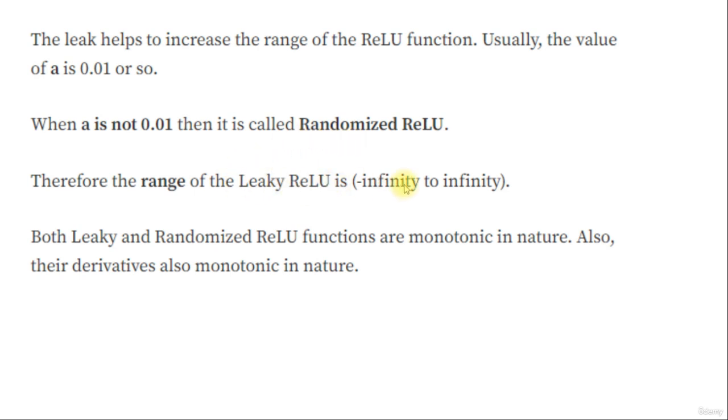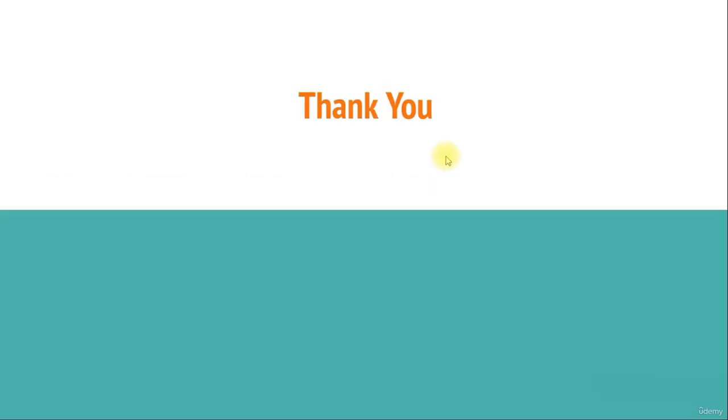Therefore the range of leaky ReLU is -infinity to +infinity. Both leaky and randomized ReLU functions are monotonic in nature. Also their derivatives are monotonic in nature. So these were some of the different activation functions that we are going to use. Now the ReLU function is mostly used in the hidden layers of the neural network, whether you're trying to solve a classification or a regression problem. Also in CNN, convolutional neural networks that are used to work with image data, we use leaky ReLU in the hidden layers.